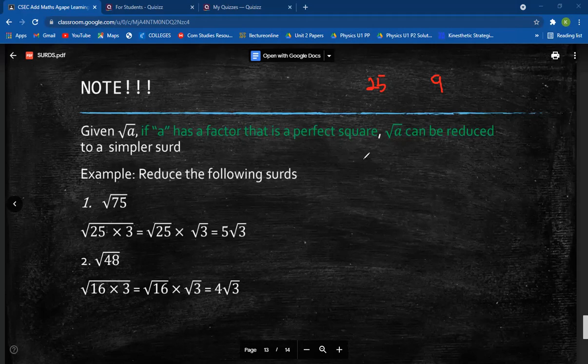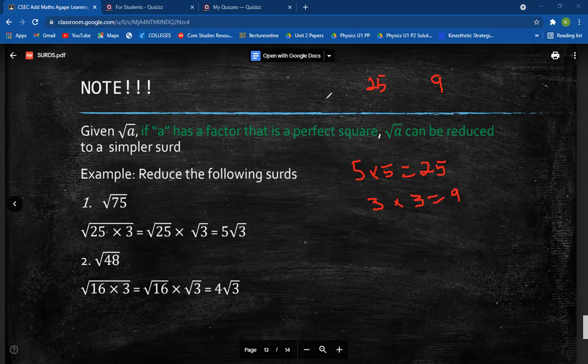So like 5 times 5, a number multiplied by itself is going to give me a perfect square. So 5 times 5 is 25. 3 times 3 is 9. So 25 and 9 are perfect squares. Right, we did that last class.